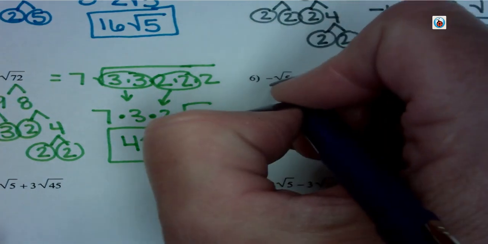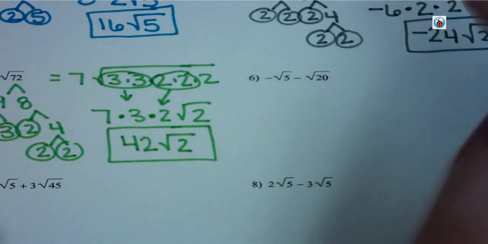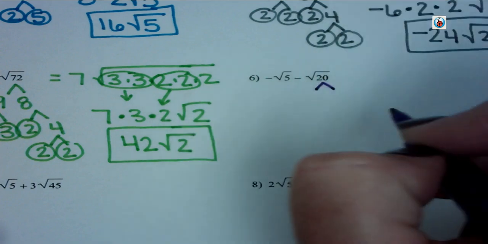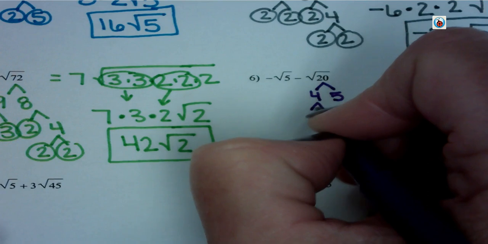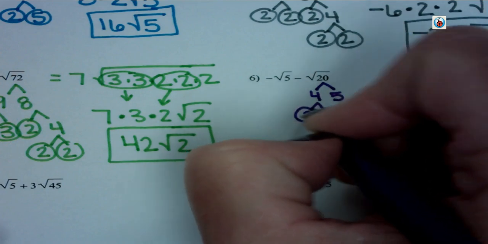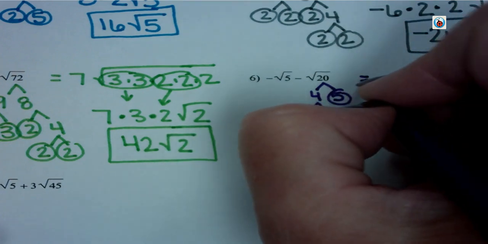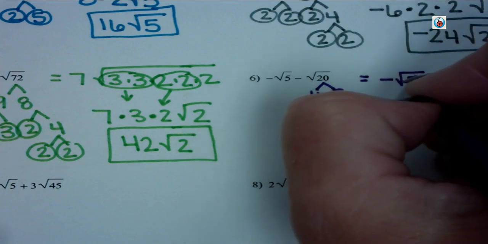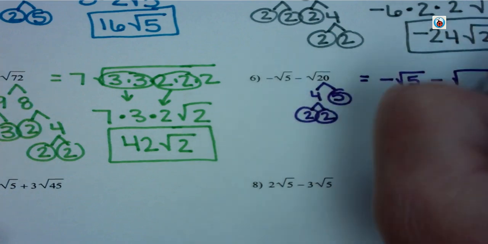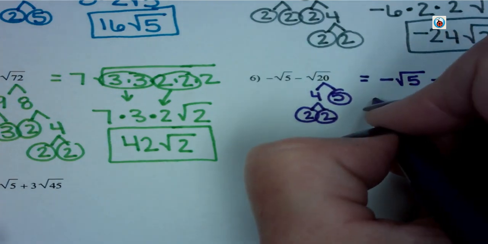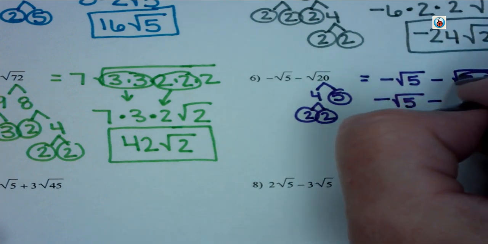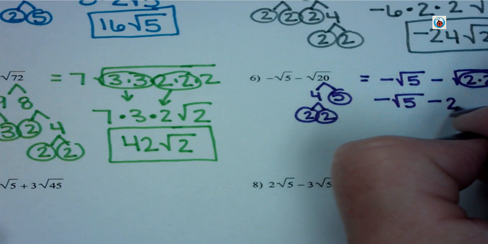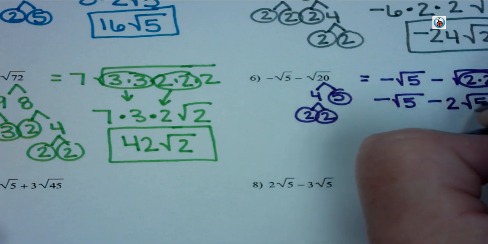So I have negative square root of 5. I can't break down that 5 at all, but I can break down this 20. 20 becomes 4 and 5. 4 becomes 2 and 2. So there's my primes. So I'm going to rewrite this as negative square root of 5 minus the square root of 2 times 2 times 5. Again, I can't do anything with this negative square root of 5 right now. Minus, I have a pair of 2s, so those 2s are going to come outside of my radical, but we still have a square root of 5.